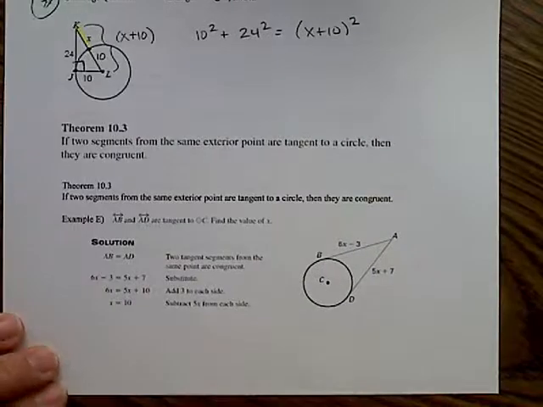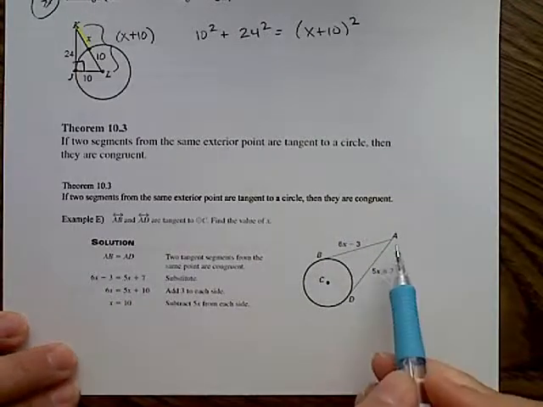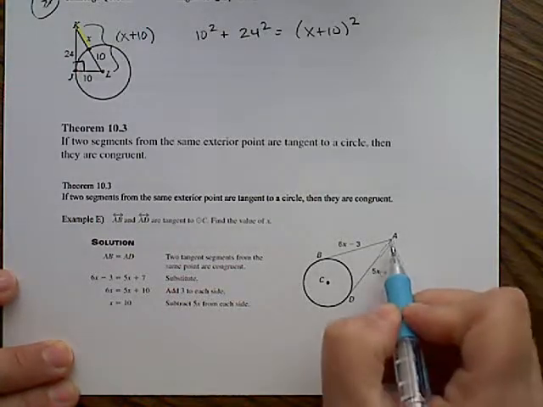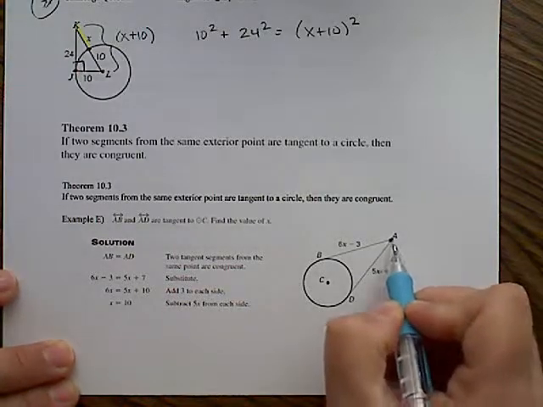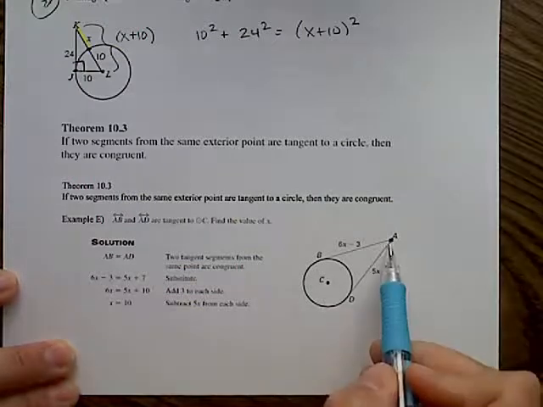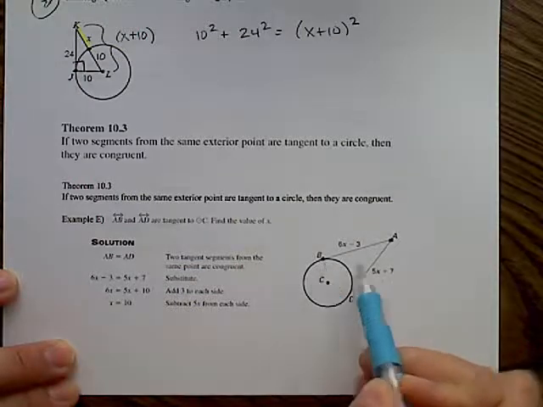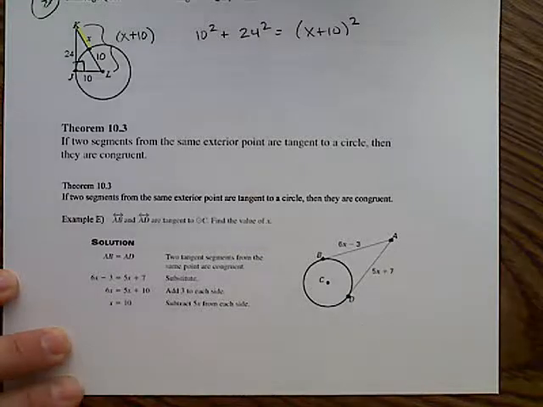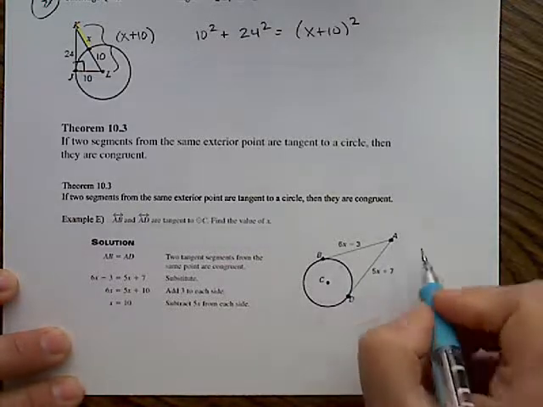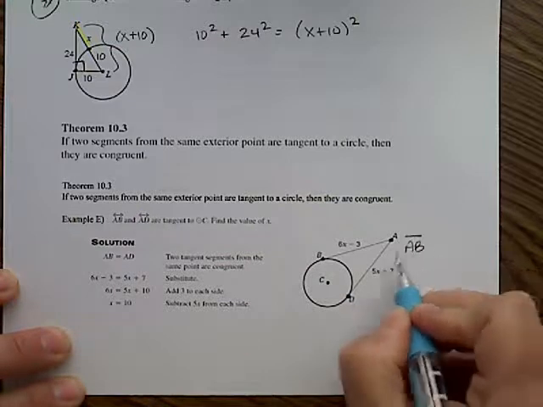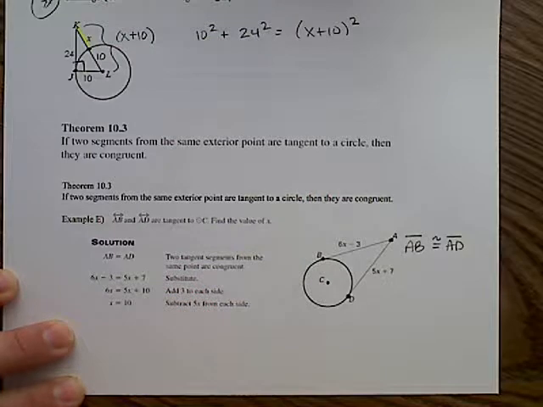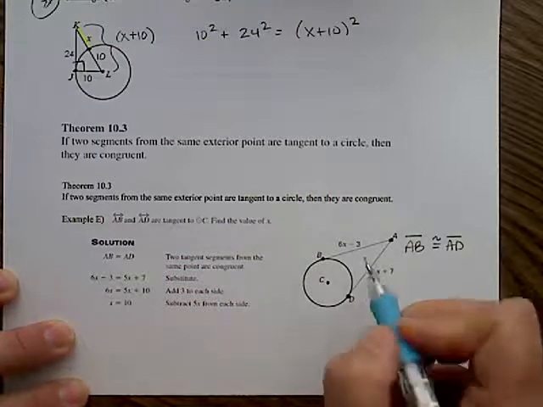The next thing that we can do with tangents is that if two tangents share a common external point, so here we have this point on the exterior A. Notice how AB is tangent to the circle and that AD is tangent to the same circle. Well, that means that these two segments, segment AB and segment AD, are congruent to each other, meaning they have the same length.